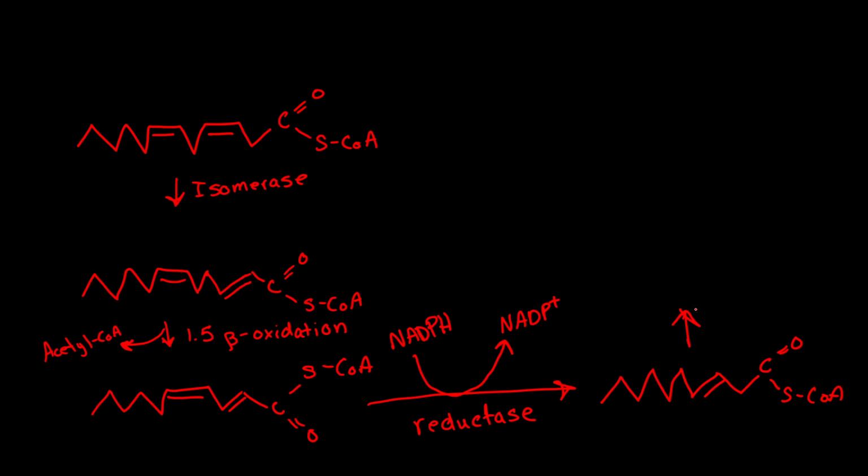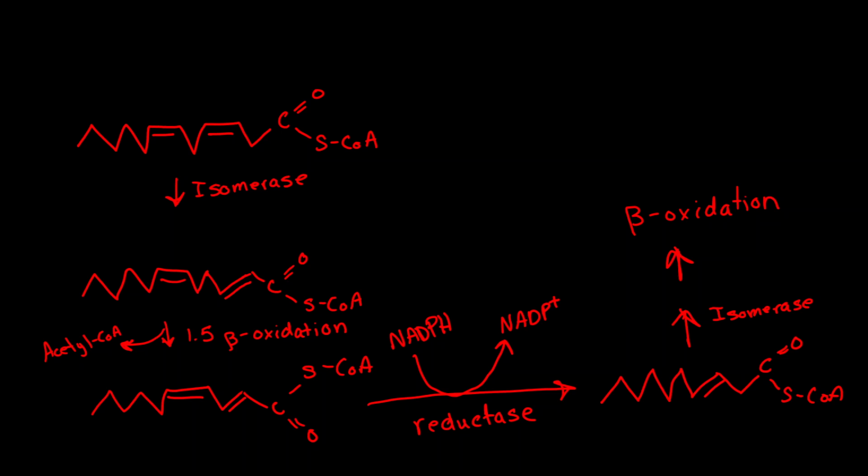The isomerase is going to put it in the correct orientation, and then it's going to go through beta oxidation. So I illustrated all this for you. What I want you to remember about the oxidation of unsaturated fatty acids is that it requires 2 additional enzymes in the case of polyunsaturated fatty acids, or one additional enzyme in the case of monounsaturated fatty acids.